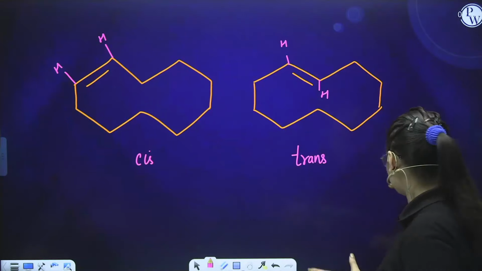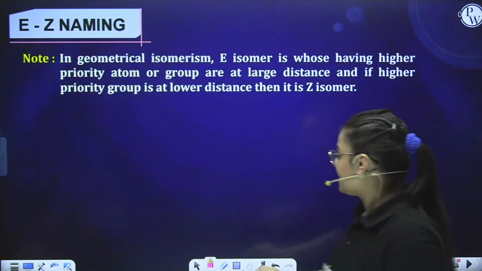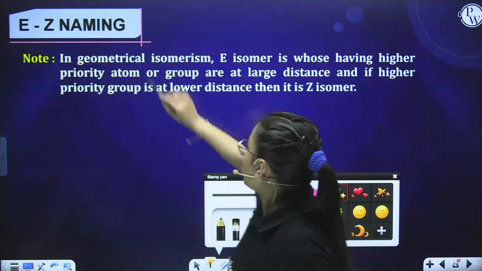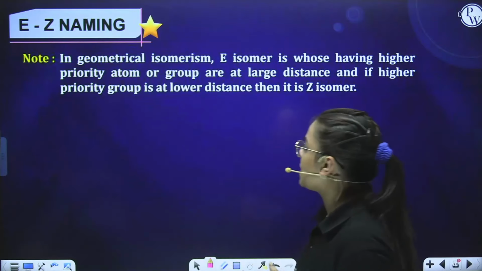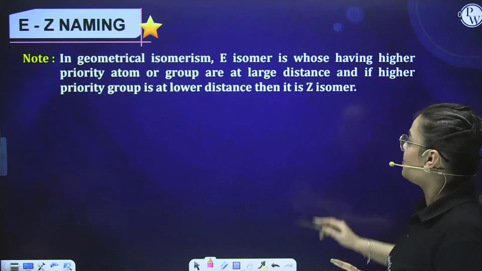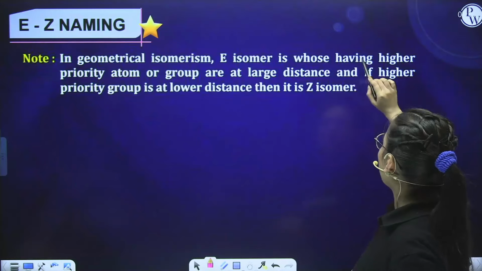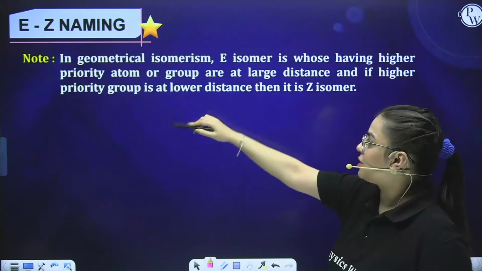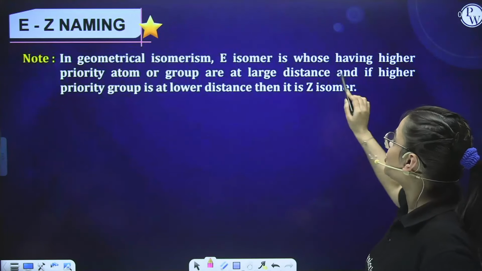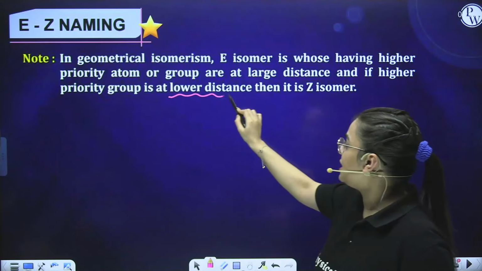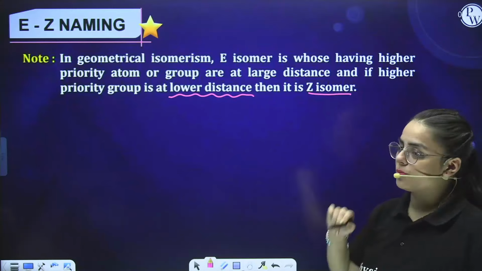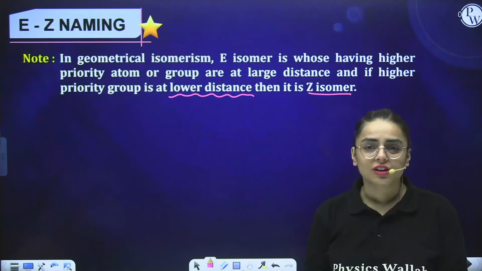Now comes the most important part of the nomenclature, that is EZ naming. Now what are the rules? One by one I'm going to tell you. In geometrical isomerism, the E isomer is the one in which the higher priority atoms or groups are at a larger distance, and if the higher priority groups are at a lower distance, then it is the Z isomer. I will explain it with the following example.